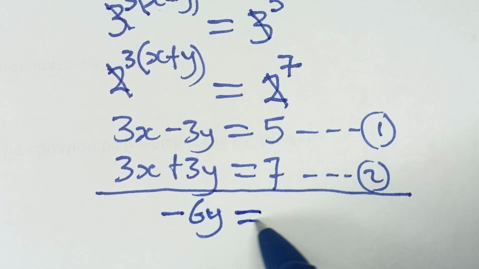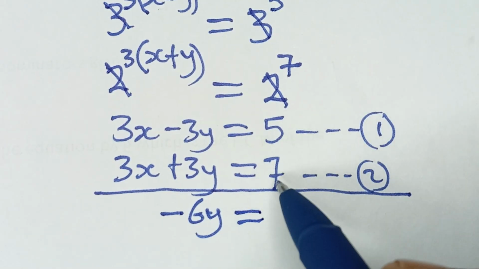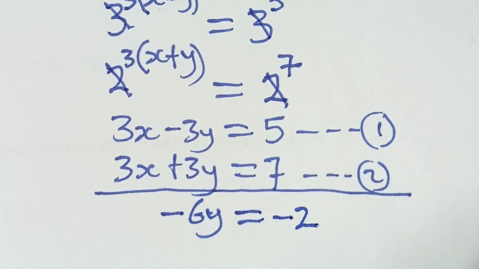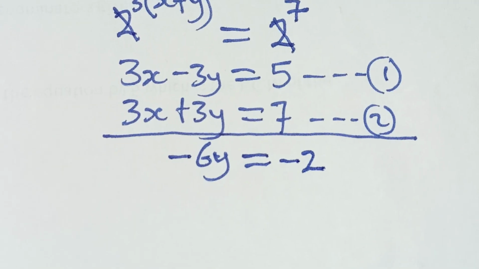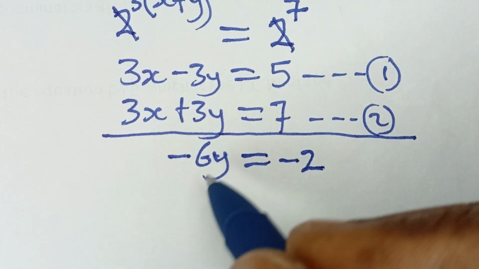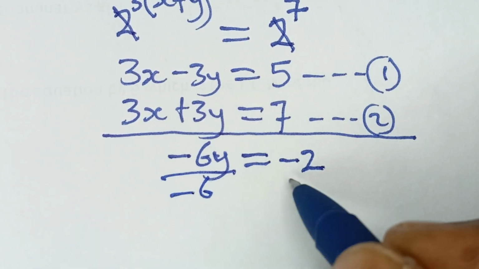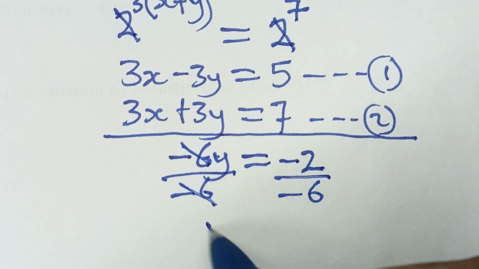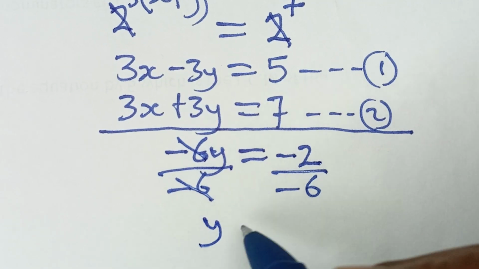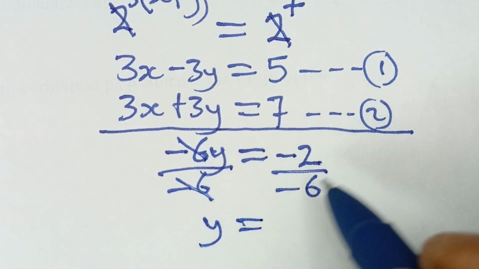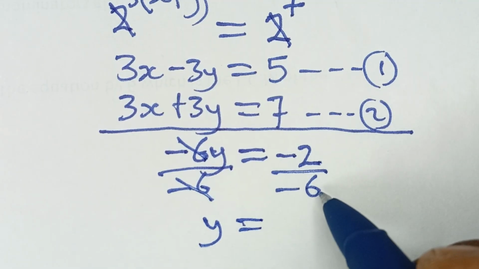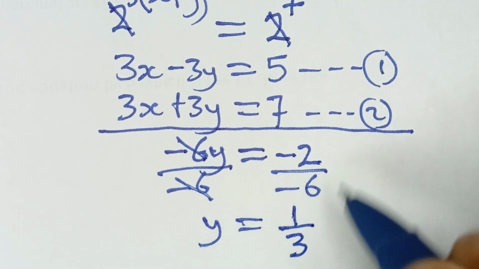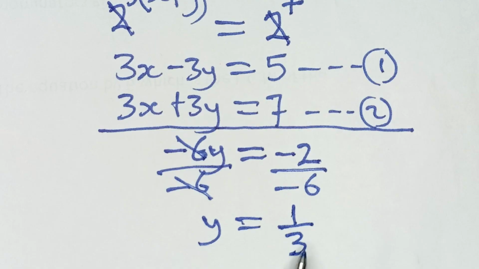And that will be equal to 5 minus 7. That is negative 2. So in order to get the value of y, I'm going to divide both sides by negative 6. So negative 6 cancels negative 6 and I'm left with y is equal to negative 2 over negative 6. Negative cancels negative, and then 2 in 6 is 3. So in its lowest term, this is 1 over 3. So the value of y is 1 over 3.